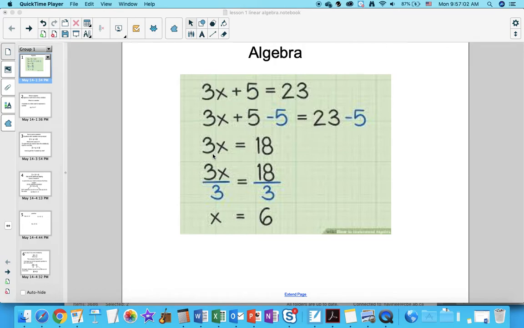Hi, if you're watching this video, you're watching the first lesson in algebra. So in this lesson, we'll be reviewing some of the simple algebra you've covered in previous years. From there, we're going to take it to two-step algebra where it's going to involve a few more steps. So just follow along. Algebra sounds like it's going to be hard.